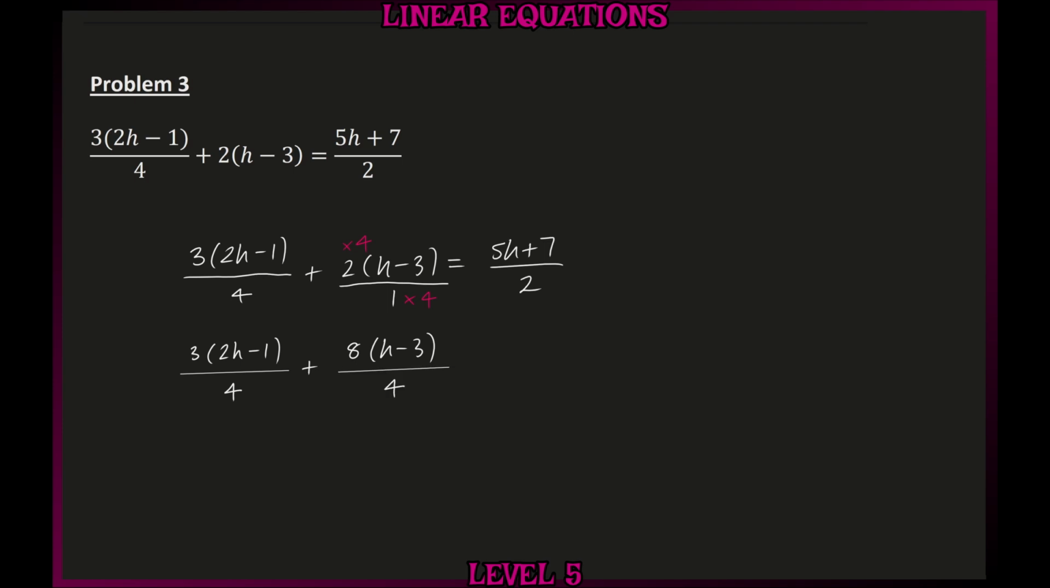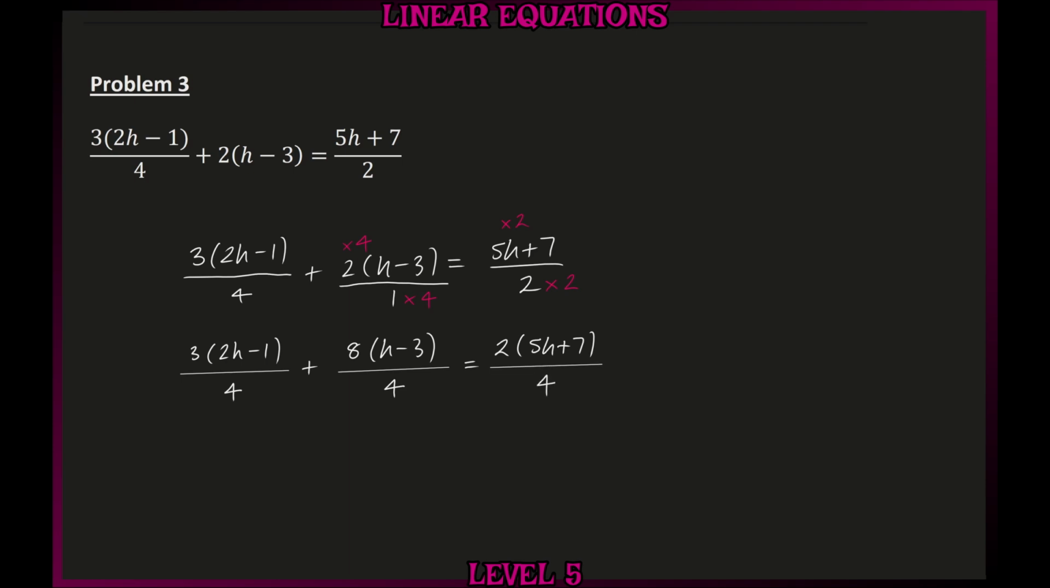Similarly, to make the denominator of the fraction on the right into 4, we need to multiply it by 2, so we need to do exactly the same for the numerator. So this becomes 2 multiplied by 5h plus 7, all divided by 2 times 2, which is 4.